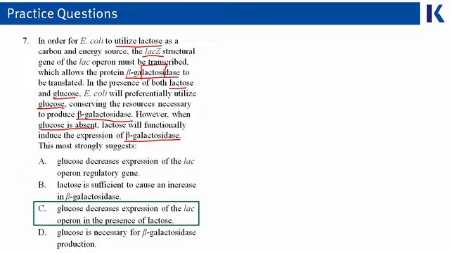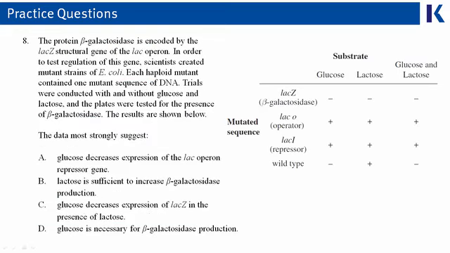Let's see this now in one more context. We've seen this question in a graph. We've seen this question in text. Now let's see it in a table. Question 8 starts by telling us that beta-galactosidase is created by the LAC-Z structural gene. That's old news. We saw that in question number 7.